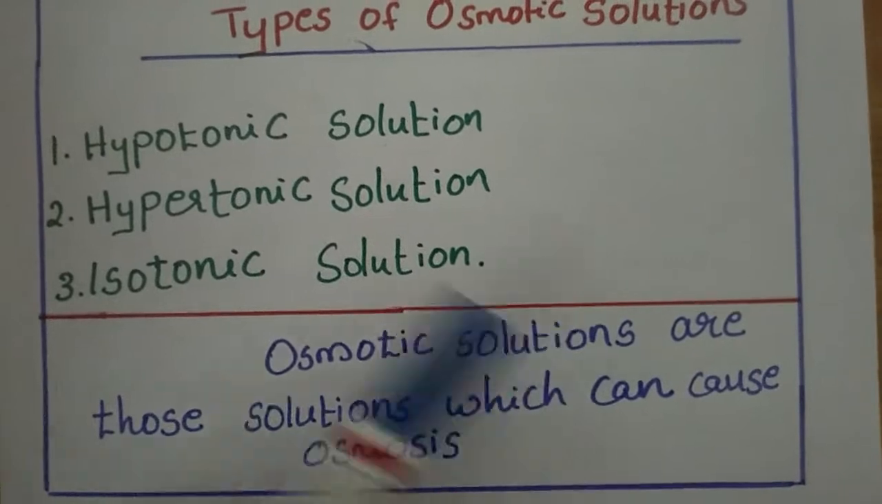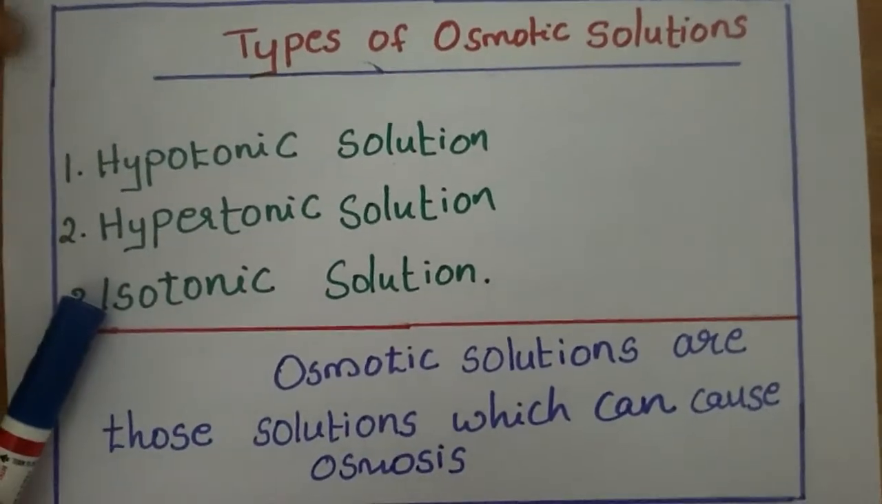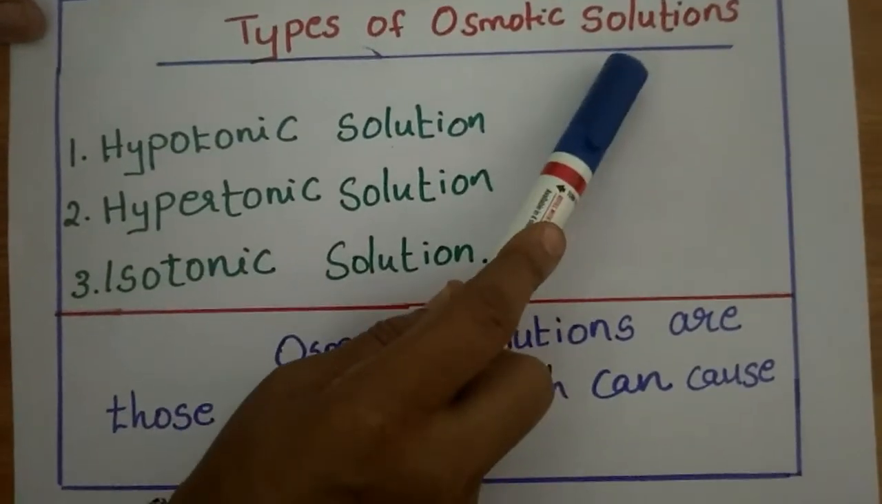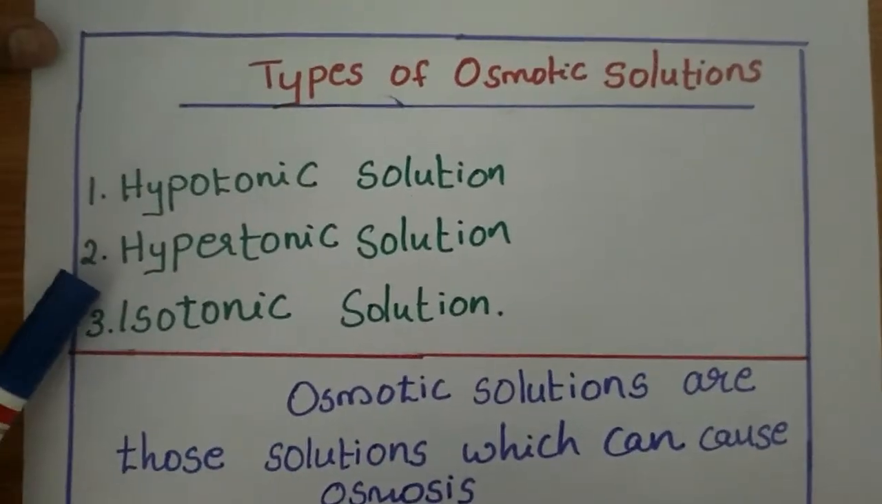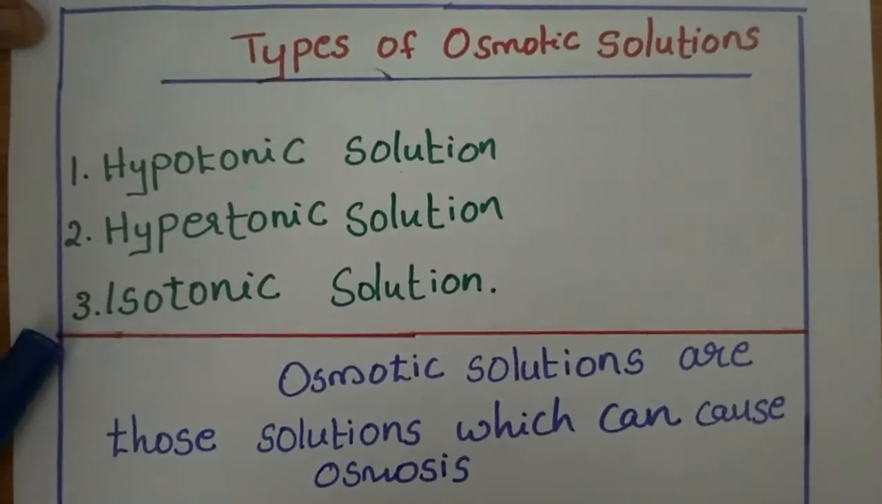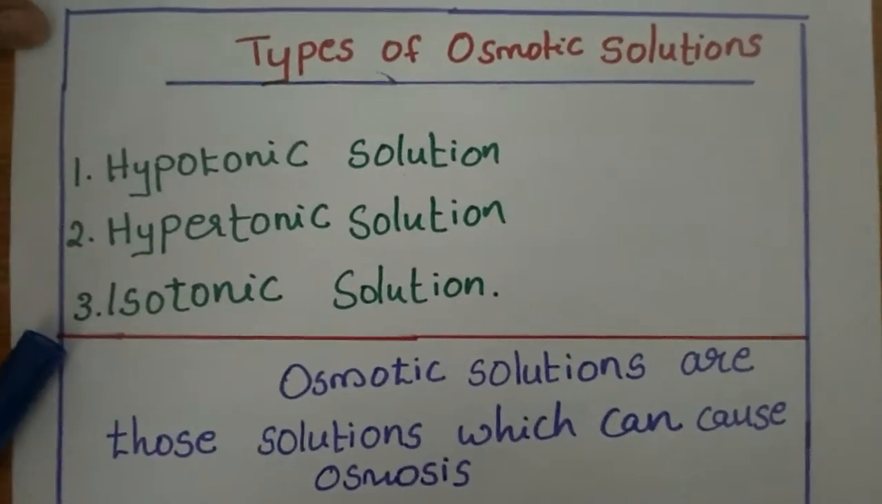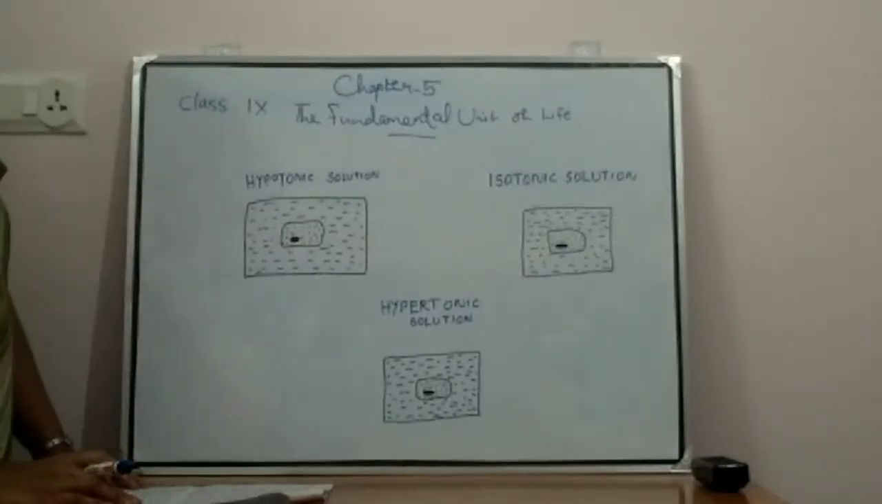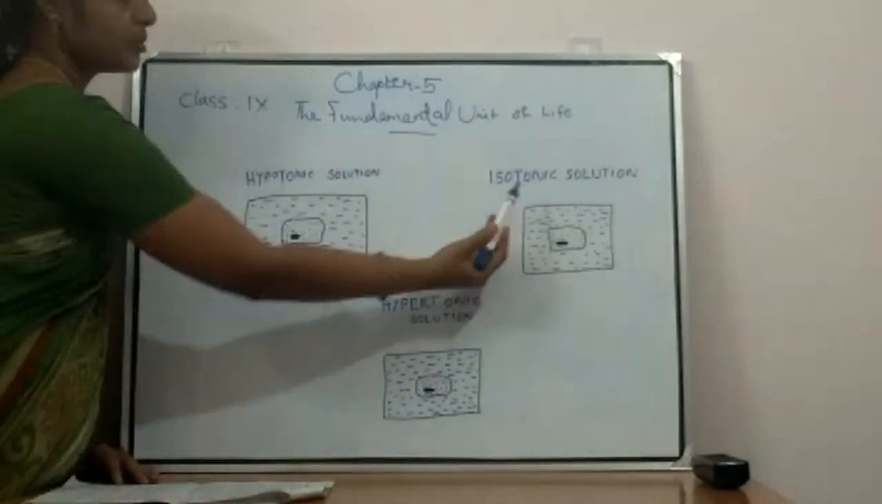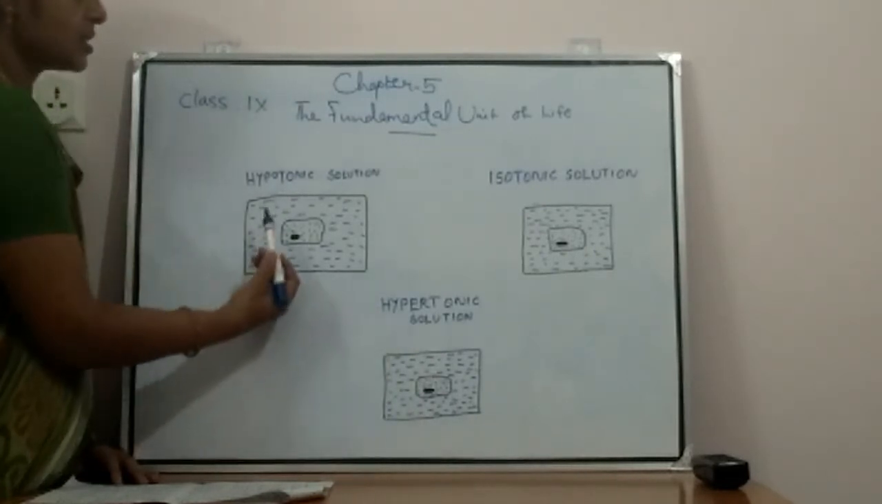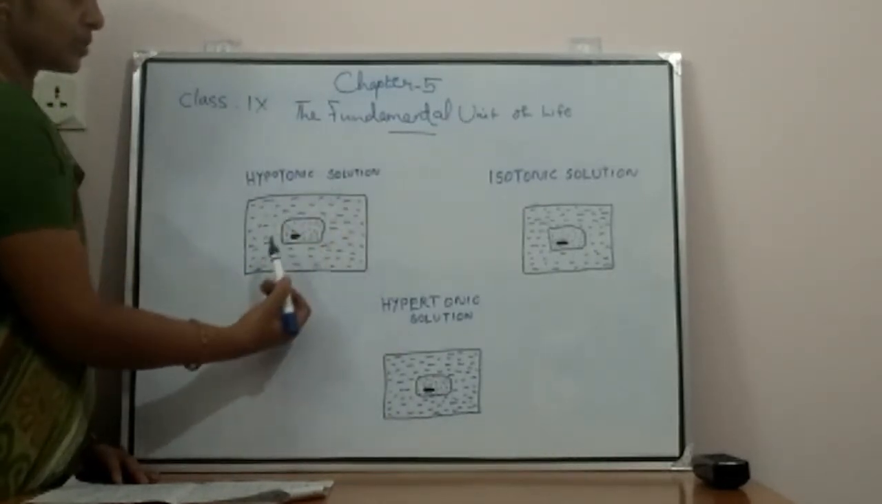These osmotic solutions are of three types. So which are the types of osmotic solutions? First one is hypotonic solution, second one is hypertonic solution, and the third one is isotonic solution. Let us study about hypotonic solution, isotonic solution and hypertonic solution. First one is about hypotonic solution.